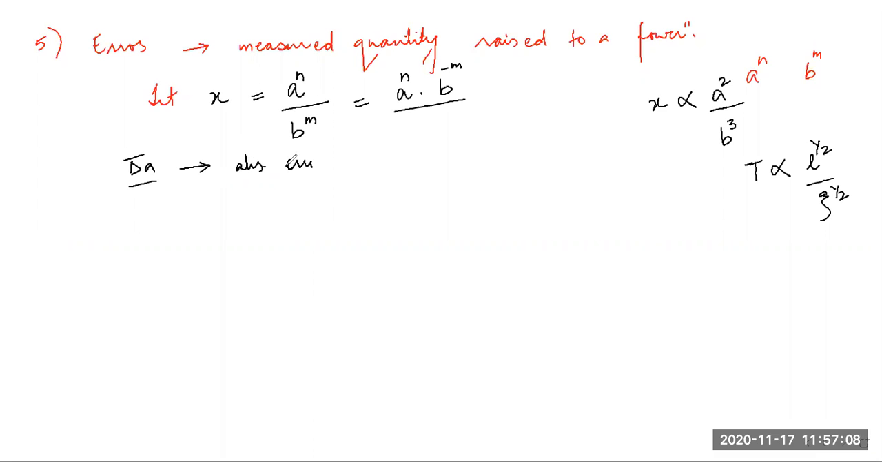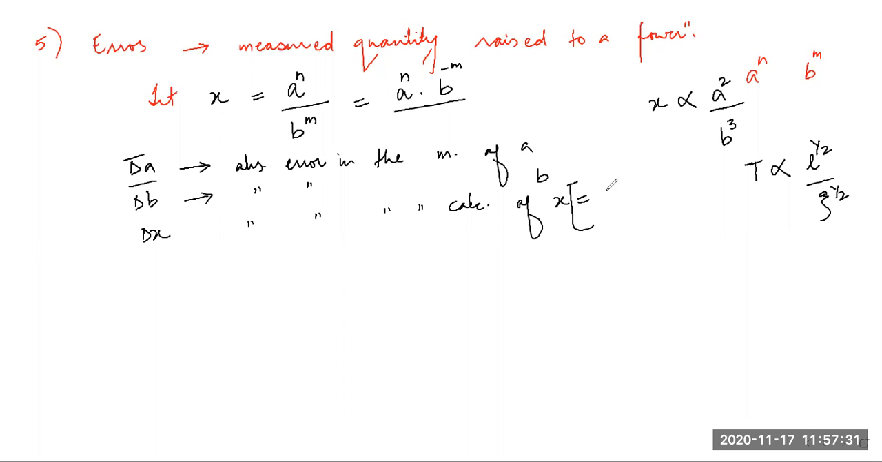Delta A is the absolute error in the measurement of A. Delta B is the absolute error in the measurement of B. Delta X is the absolute error in the calculation of X, and X is equal to A raised to power n divided by B raised to power m.